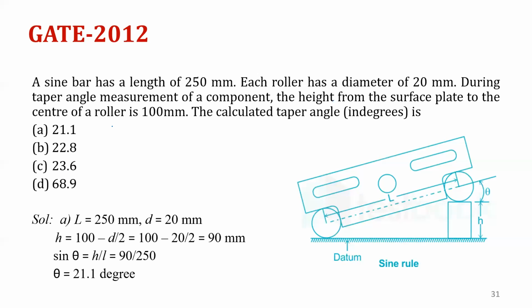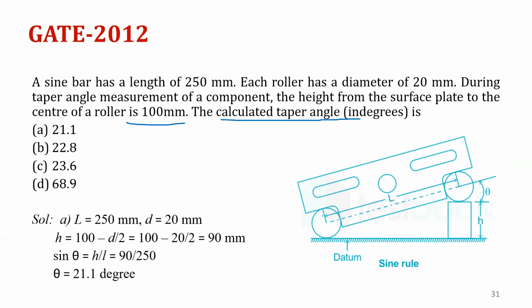A sine bar has a length of 250 mm. Each roller has a diameter of 20 mm. During taper angle measurement of a component, the height from the surface plate to the center of the roller is 100 mm. The calculated taper angle is?